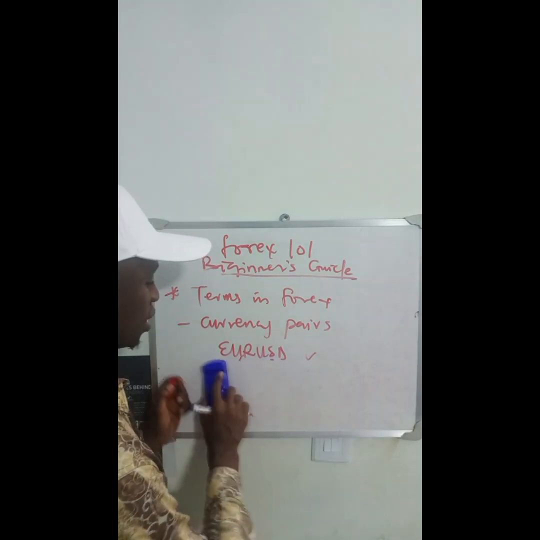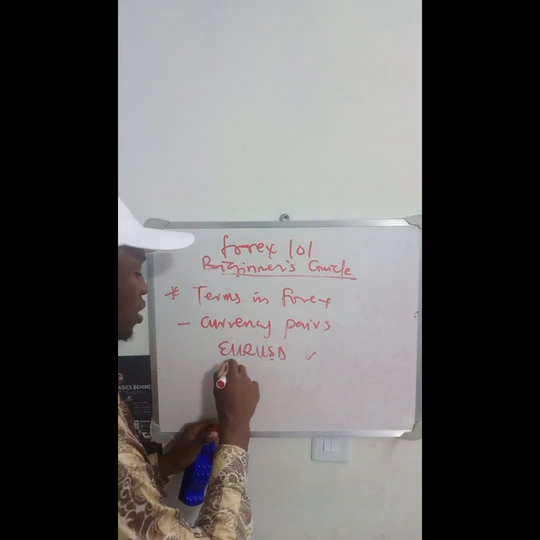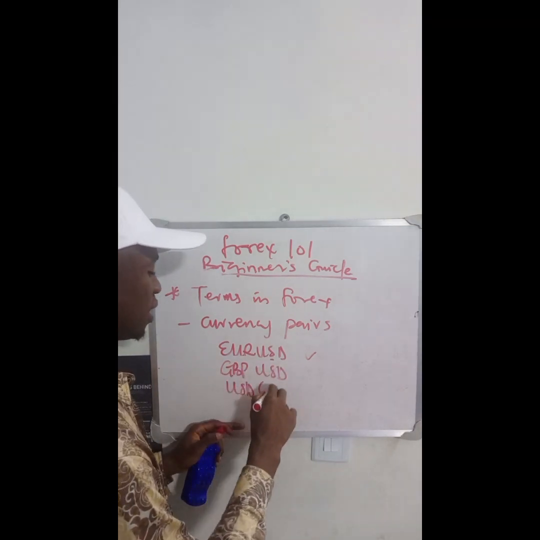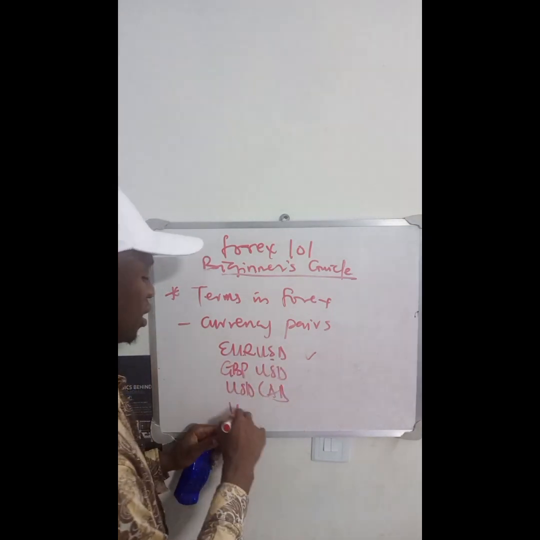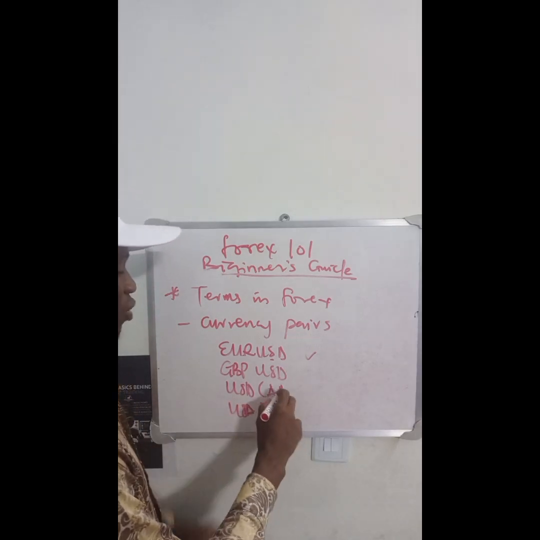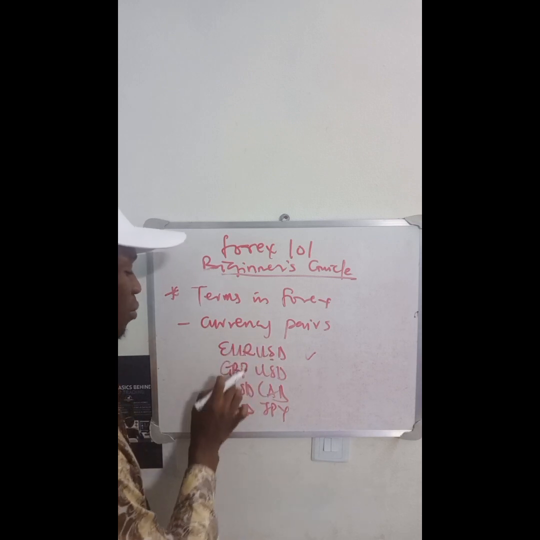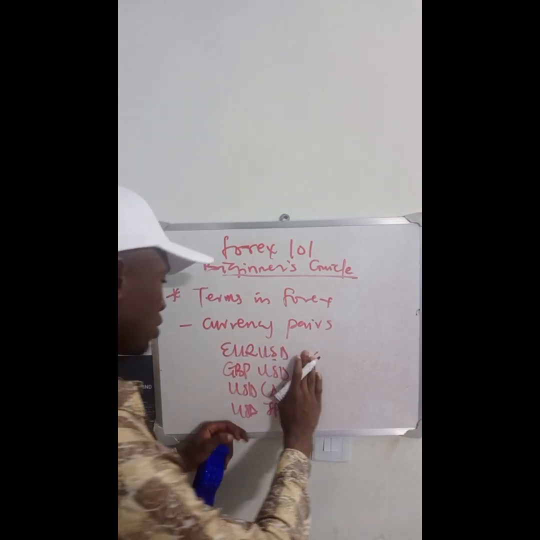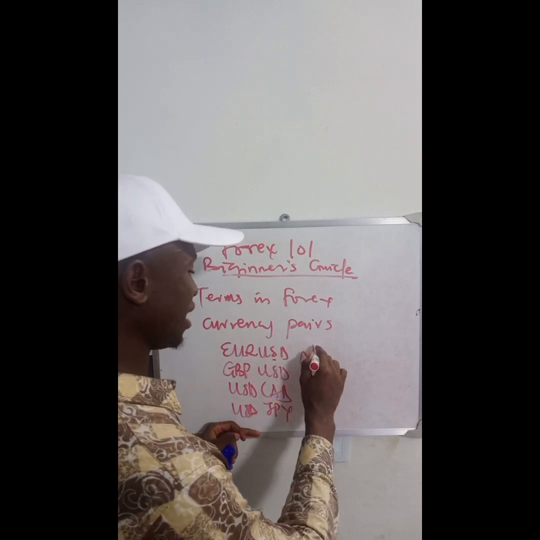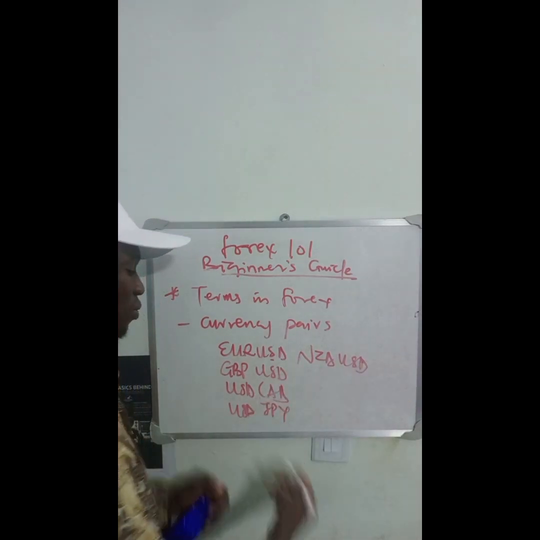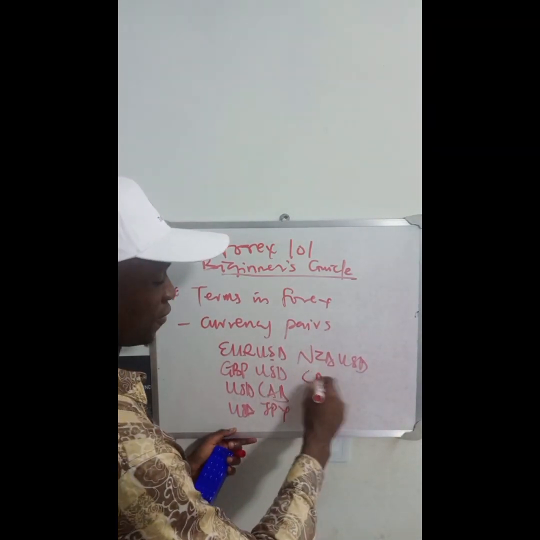So we have EUR USD, we have GBP USD, we have USD CAD, we have USD JPY. That is Japanese yen, Canadian dollars, United States dollars, Great British pounds, euro. Those are the currency pairs. We have other ones: NZD USD, New Zealand dollar, and CAD CHF.